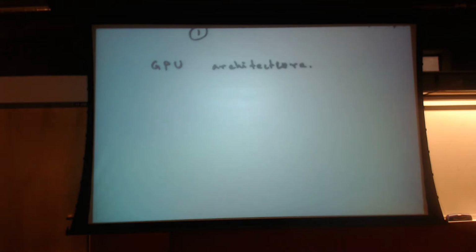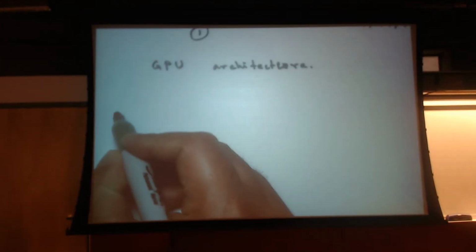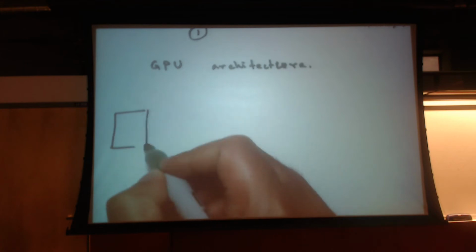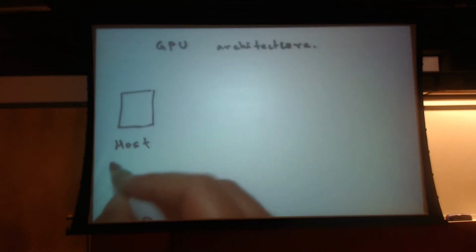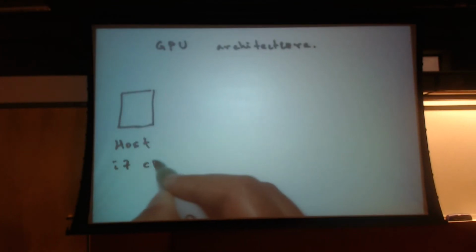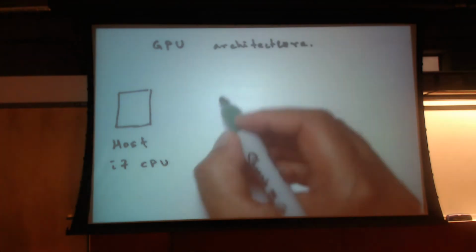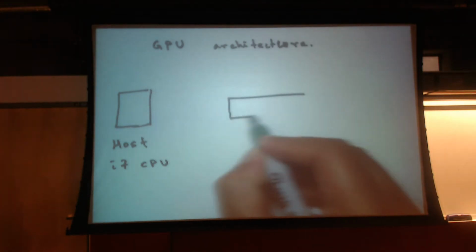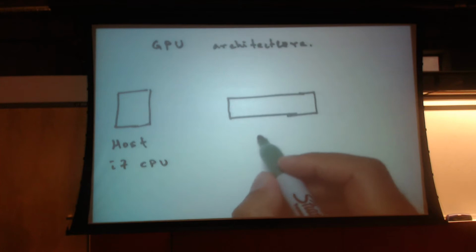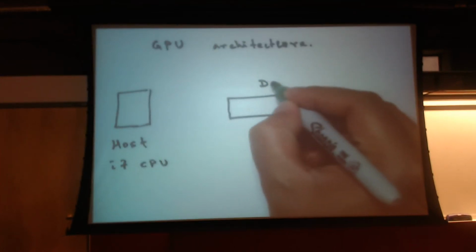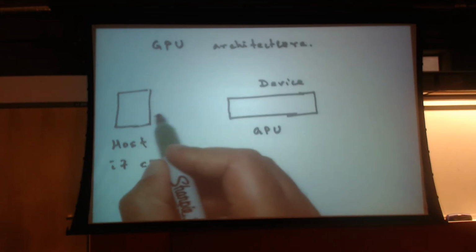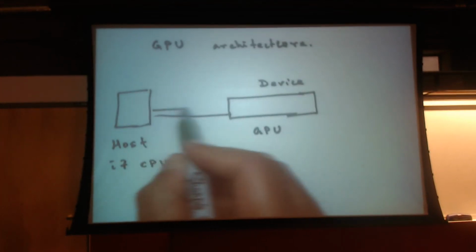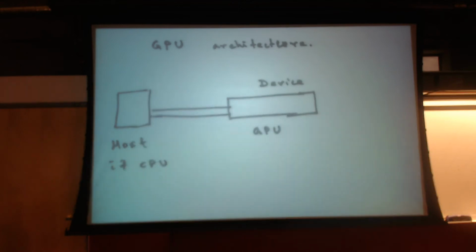Okay, so let's look at the architecture. Typically how GPUs are organized is that there is a host system, and this host system is typically a CPU, maybe an i7 processor. And then there is a device. This device is what is called the GPU. And you have connections in between the host and the GPU device.